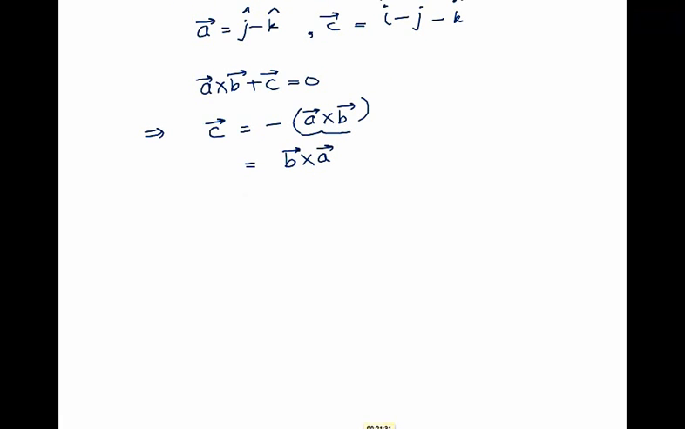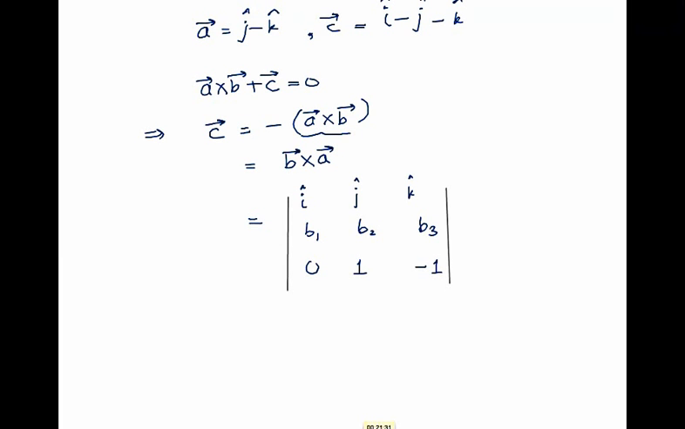So now the right hand side, we will be finding its value in terms of B1, B2 and B3. Its value is I cap, j cap, k cap, B1, B2, B3, and for vector A, x component is 0, so we will be writing 0 over here, then j component is 1, z component is minus 1, and the vector C is equal to I cap minus j cap minus k cap.